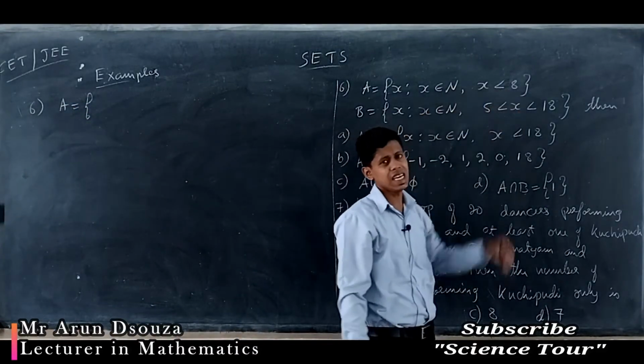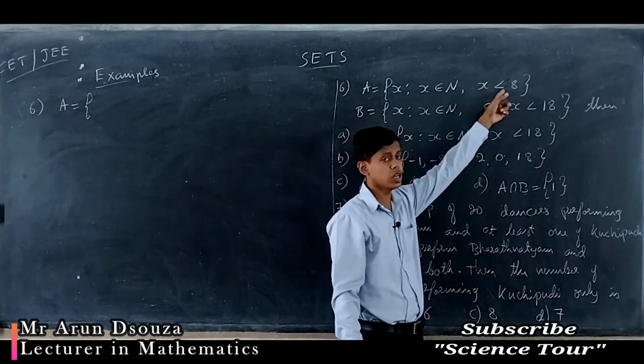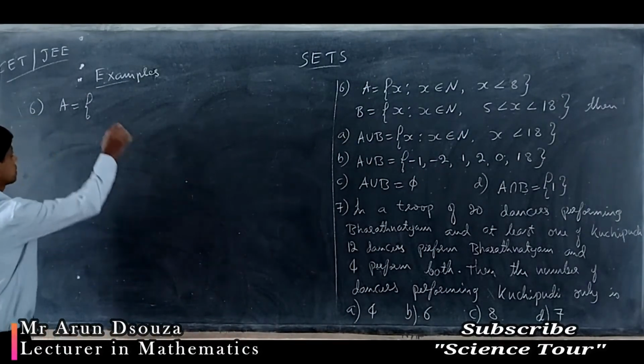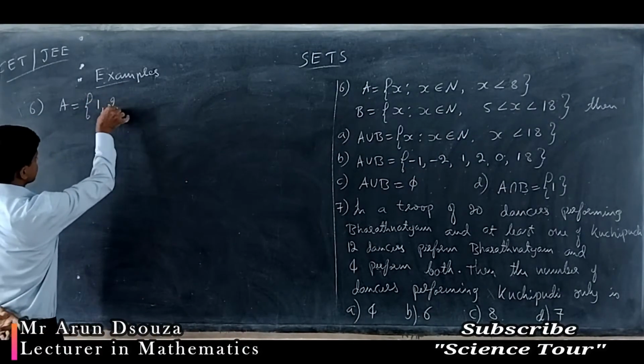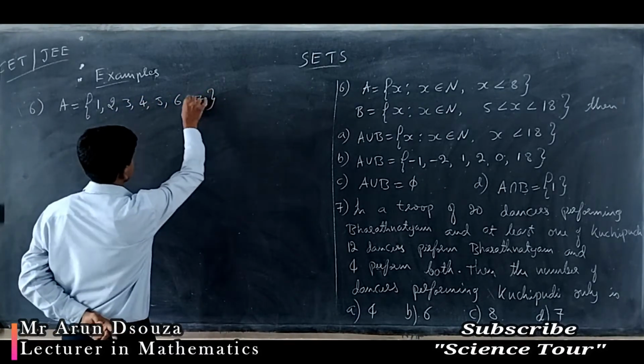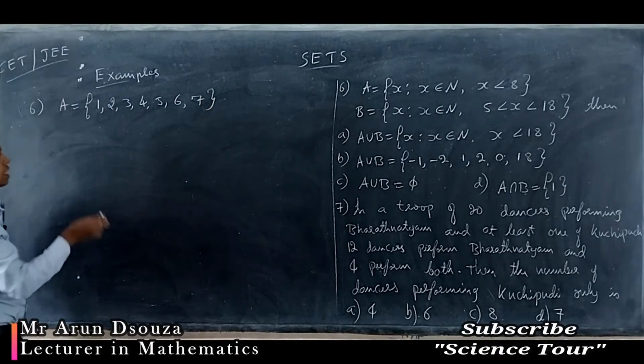Natural numbers and less than 8. 8 is not included. It is not less than or equal, it is only strictly less than 8, only up till 7. So 1, 2, 3, 4, 5, 6 and 7. Don't write 8 because it is strictly less than 8.